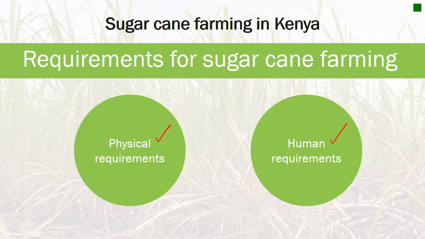There is human requirements, which include good roads for delivering cut cane to the factories, abundant and cheap labor supply, especially during planting, weeding and harvesting. Then large capital outlay for acquiring farm inputs and the machinery.